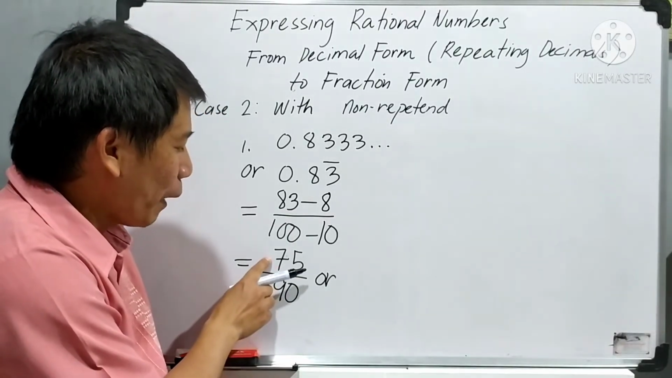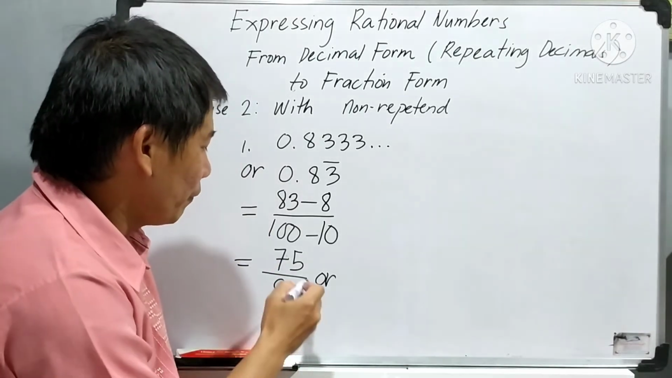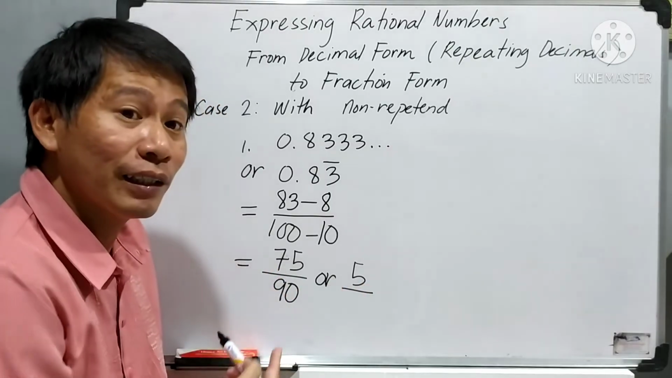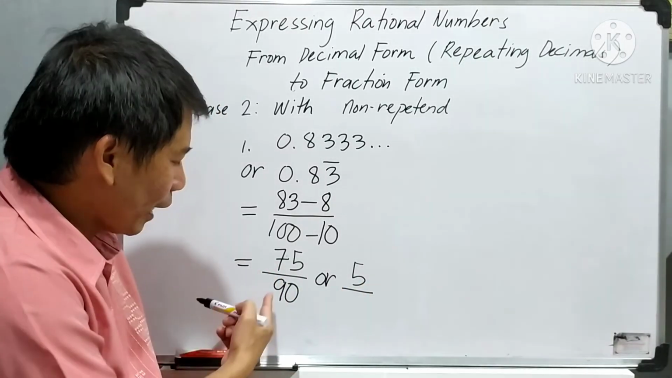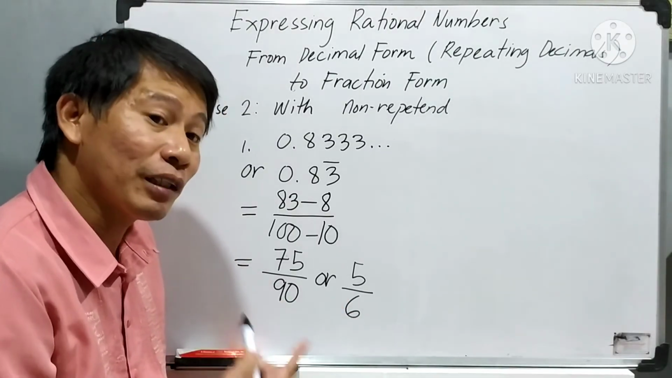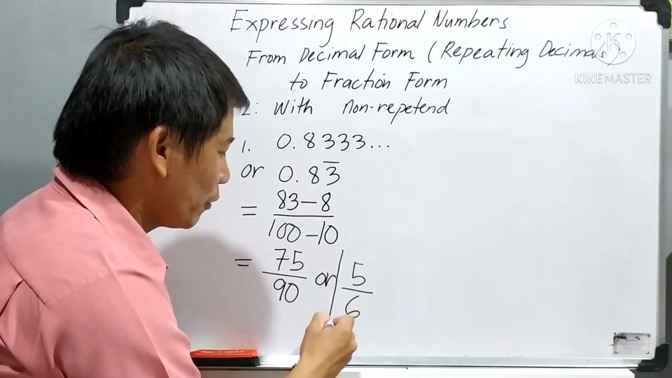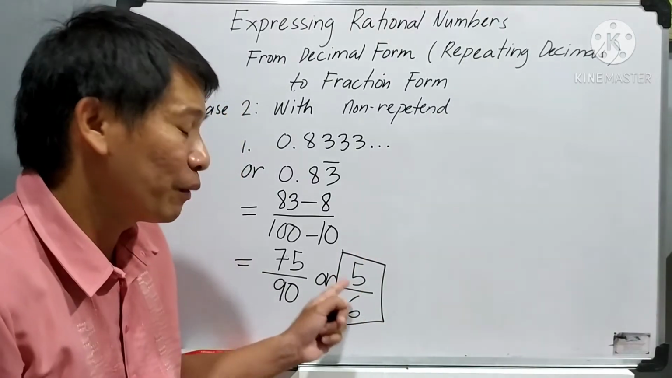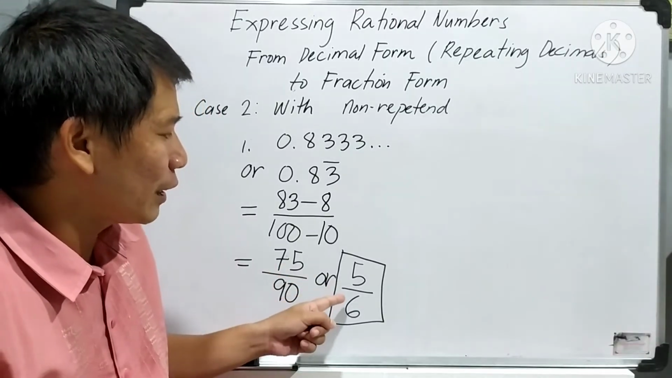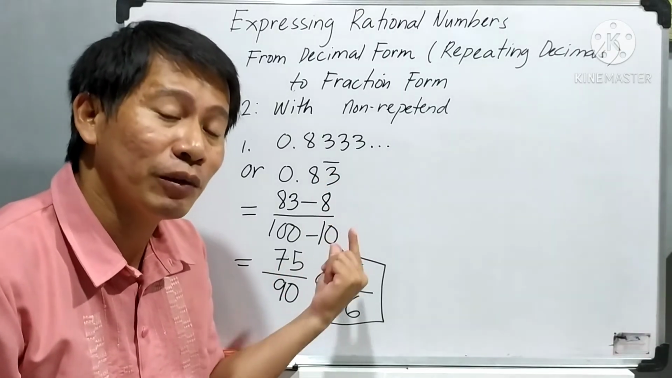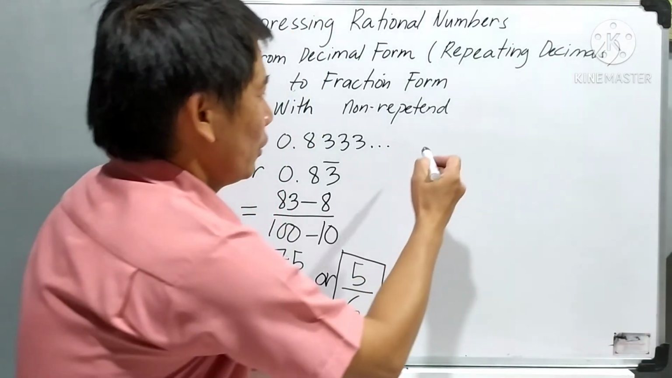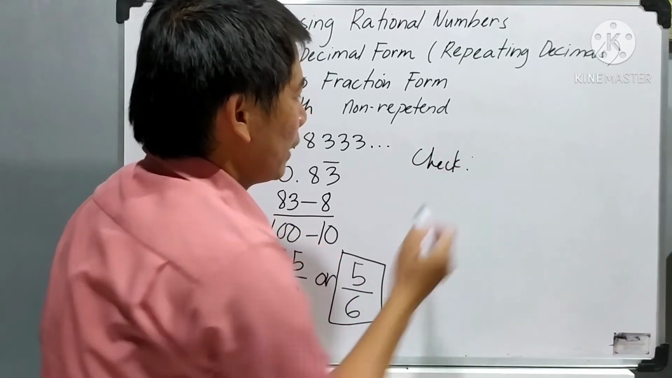So, 75 divided by 15, the answer is 5. Because 5 times 15 is 75. And 90 divided by 15 is 6. 6 times 15 is 90. And this 5 over 6 will be our final fraction in lowest term. Okay, we can check this. Again, just like what we did in our previous examples. I-divide lang natin si 5 by 6. So, let's have the checking.